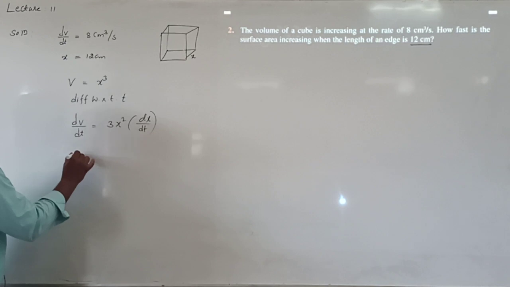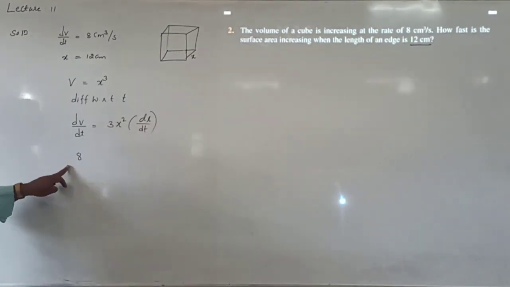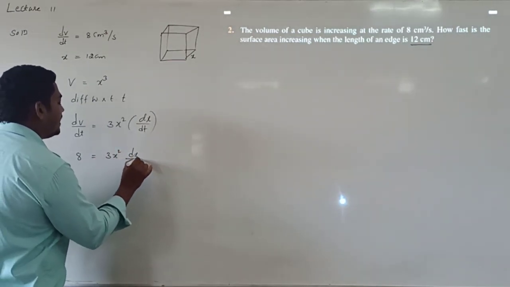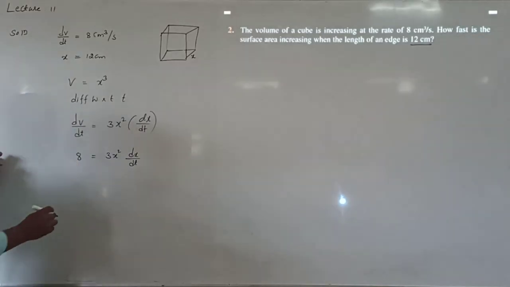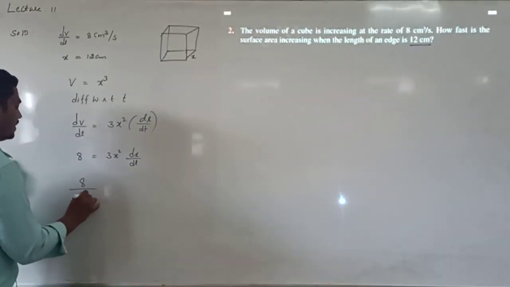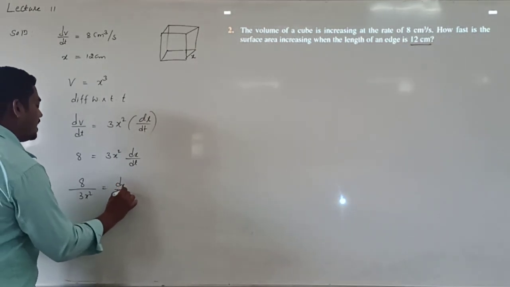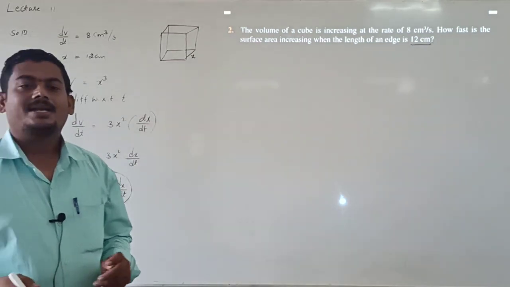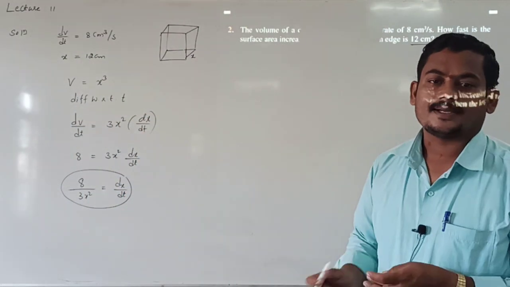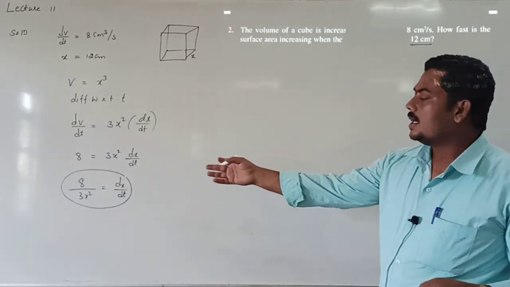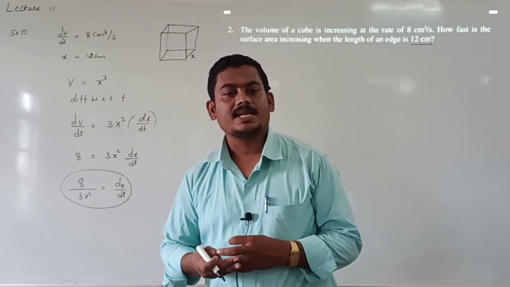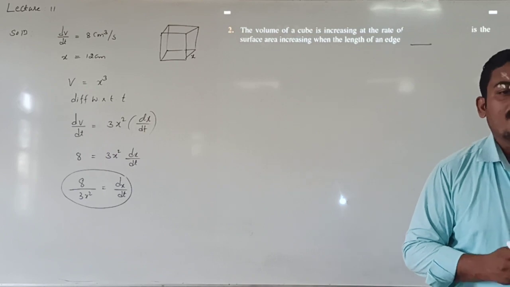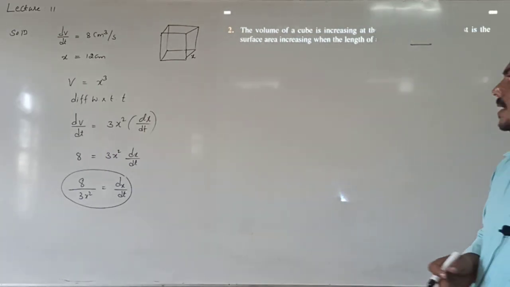Now clearly the dV by dt value they have given, that's equal to 3x square into dx by dt, but we don't know what the value of dx by dt is. So 8 divided by 3x square is equal to dx by dt. Means we don't know at what rate the edge length of the cube is increasing, right? At this rate the edge length of the cube is increasing. After that, our requirement is at what rate the surface area of the cube is increasing.